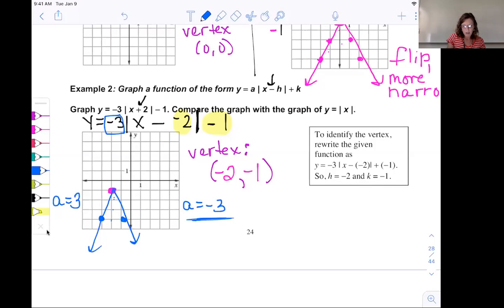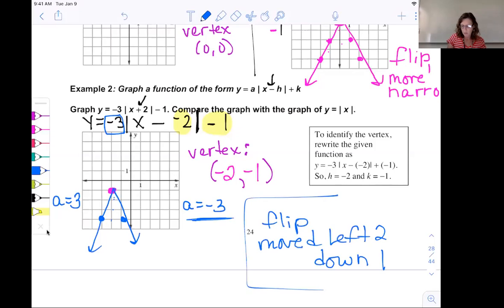So I know I'm out of time. This graph flipped and then it moved left 2, not 3. And then it went down 1. This would be explaining the transformation, which you're going to do with your homework.